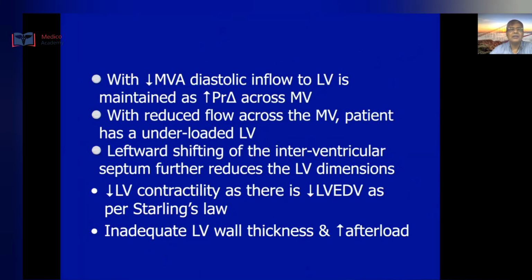With decrease in the mitral valve area further, the diastolic inflow to the LV is maintained by increasing the pressure gradient across the mitral valve. And as there is a reduced flow across the mitral valve, the patient has an underloaded left ventricle. Apart from this, there is a leftward shifting of the interventricular septum because of the dilatation of the right ventricle, which further reduces the left ventricular dimensions. There is a decrease in the left ventricular contractility as there is a decrease in the left ventricular end diastolic volume as per Starling's law.